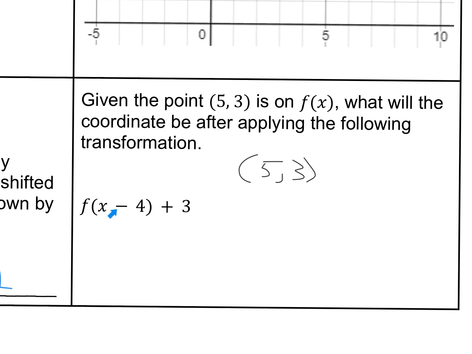x minus 4 means it shifts it to the right 4 units. So our x value, we're going to add 4 units to it. And what is 5 plus 4? Well, it's 9. So our new x value is going to be 9. What about the y value? Well, in this transformation, we have a plus 3. That means we're going to add 3 units, or add 3 to the y value. So here's a 3, and of course, if we add 3 to that, we get 6. So that would be our new point.